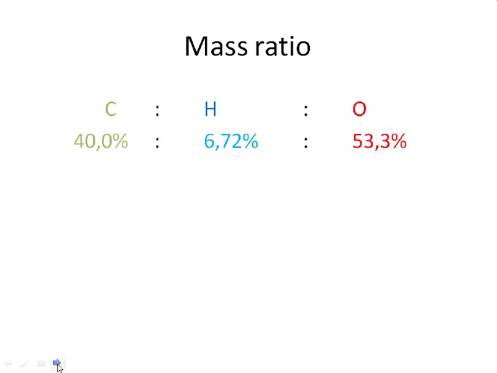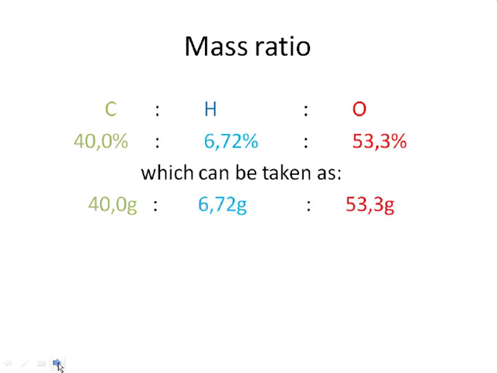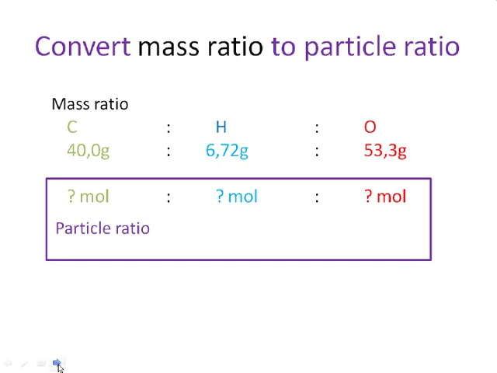We have been given the mass ratio of carbon to hydrogen to oxygen within a glucose molecule in percentage form. If we were to have 100 grams of glucose, this would mean that we would have 40 grams of carbon within that, 6,72 grams of hydrogen within the 100 grams of glucose, and the remainder, 53,3 grams, would be oxygen. This is a mass ratio, but if we want to give a formula, we need to find the particle ratio. We need to convert this mass ratio into a particle ratio.